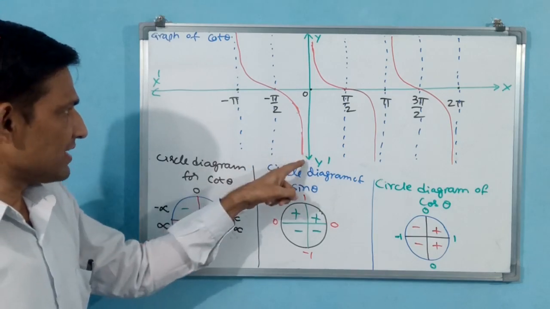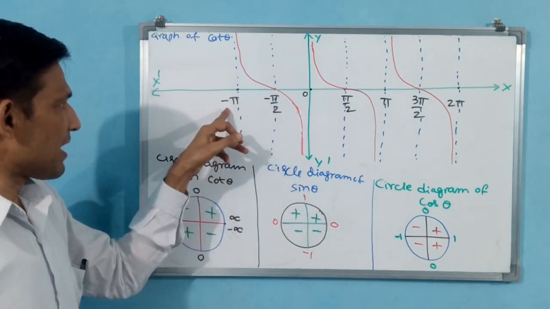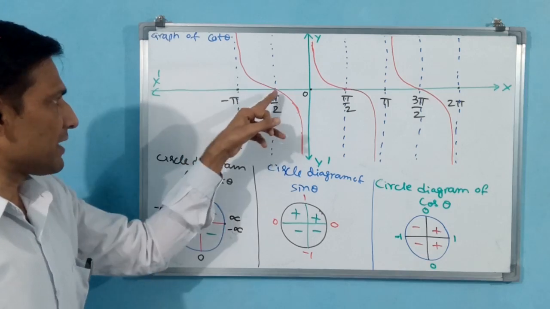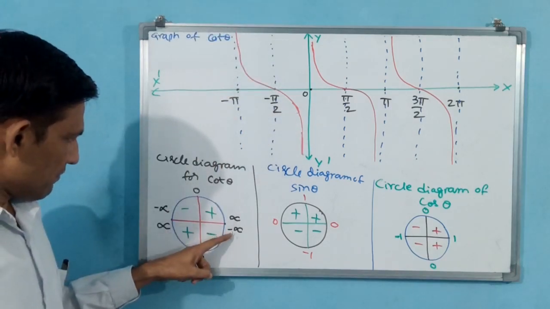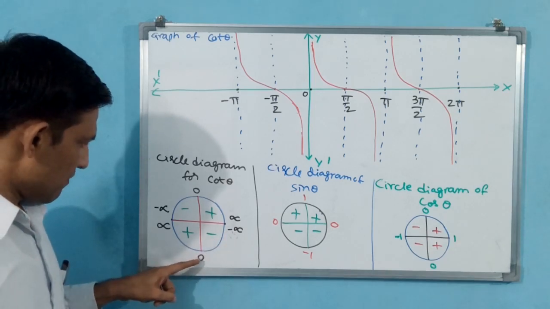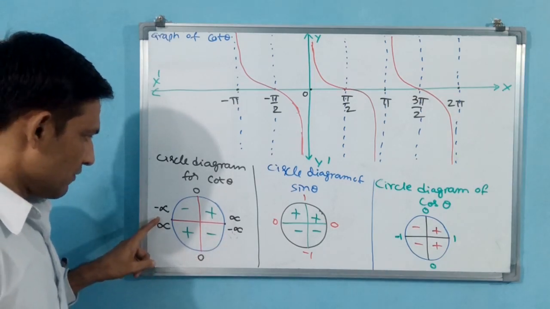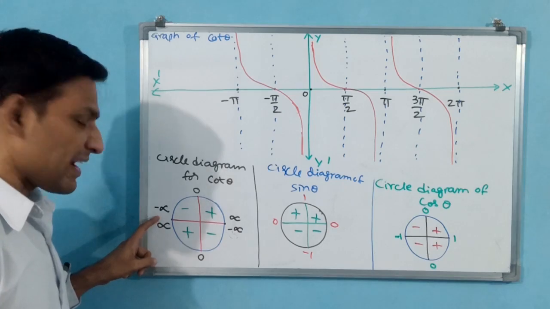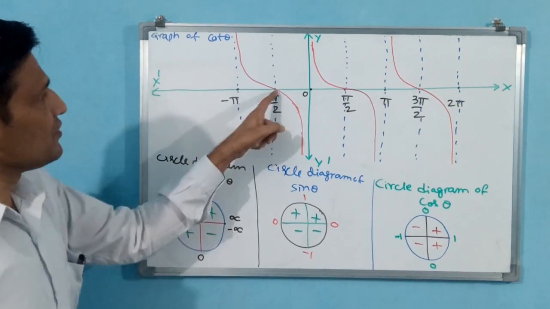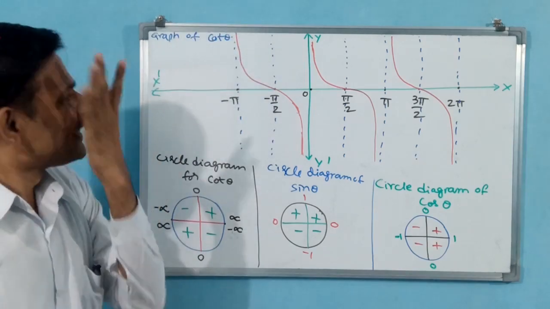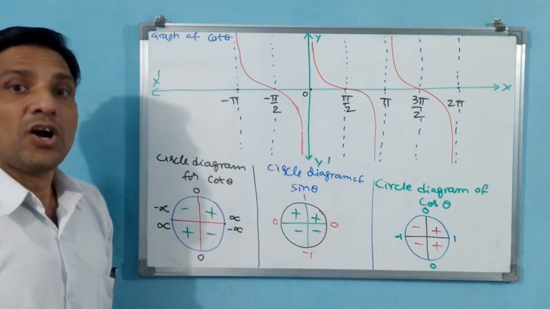From 0 to minus pi by 2, minus infinity to 0. From minus pi by 2 to minus pi, 0 to plus infinity. Minus pi by 2 to minus 180, minus pi by 2 to minus pi, 0 to infinity again. This is the graph of cot theta.